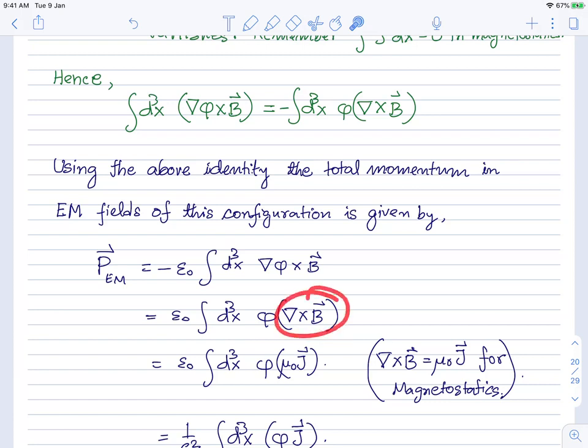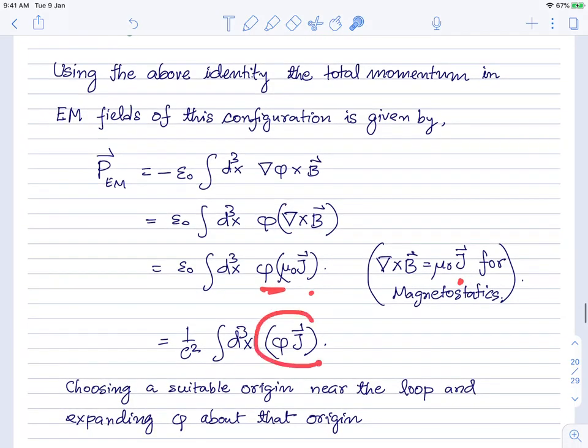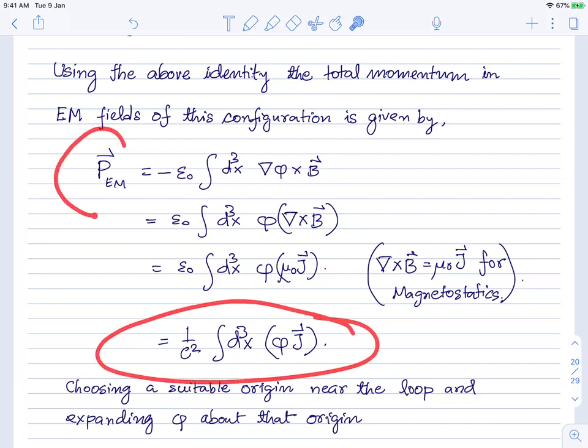And curl of B, again in magnetostatics, we know is mu naught times the current density. So this is something equal to phi times the current density. That's what it comes out to be. Again, mu naught epsilon naught is 1 over c squared, so that remains as 1 over c squared.